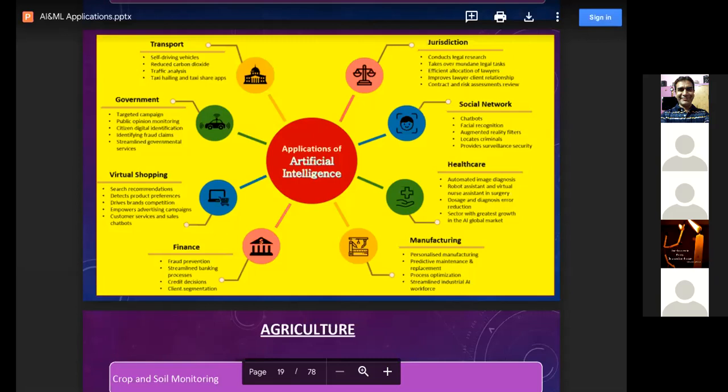Likewise, we have finance, where financial fraud prevention and credit decisions, which I have told you just now, are all taken care of. We have various applications in manufacturing systems, where you can see Maruti and all, they have a fully automated plant with very little labor interaction, then healthcare. I will be discussing each and every segment in detail. Then you have social networks, how social media has come up, and intelligently you are able to locate criminal activity and track based on the postings. Everything is artificial intelligence.